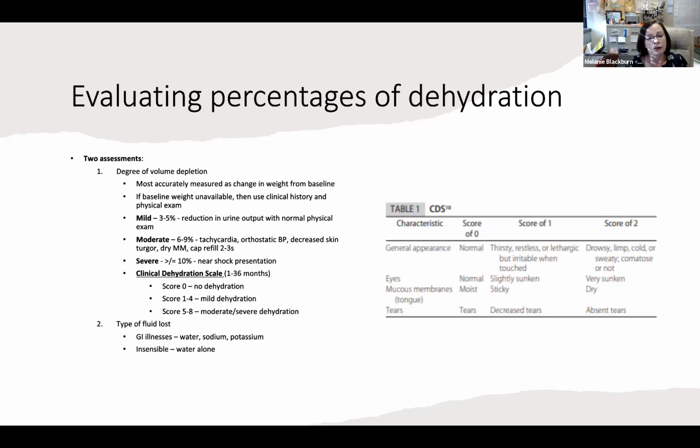And so after you've determined what percentage of dehydration they are, you want to also think about what type of fluid they've lost. So remember, if they have GI illnesses, which a lot of our kids are going to present with, they're not only going to have water loss, but they're probably going to have sodium and potassium loss. And then if you're just presenting with an overall illness with fever, that type of thing, usually that's just going to be water loss.